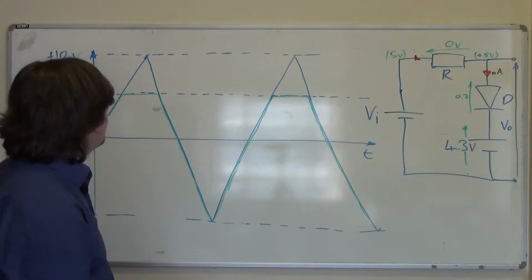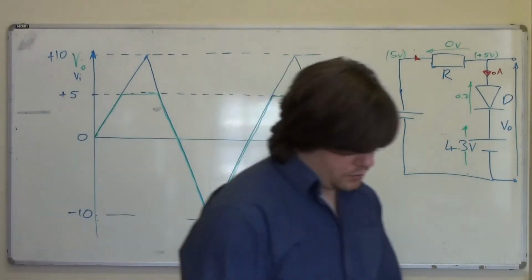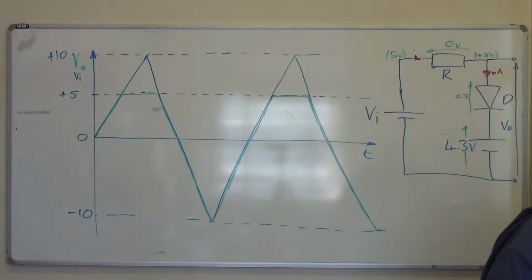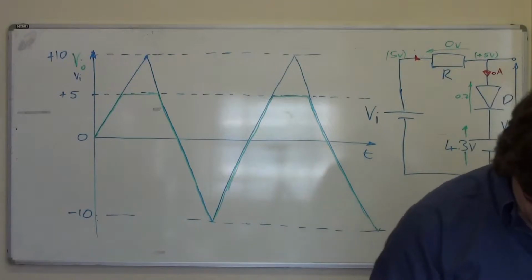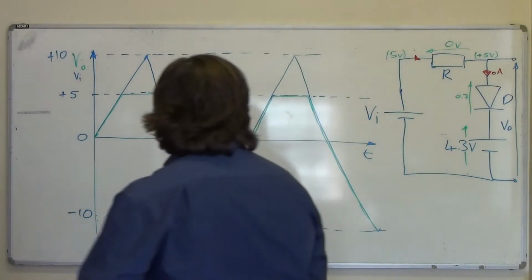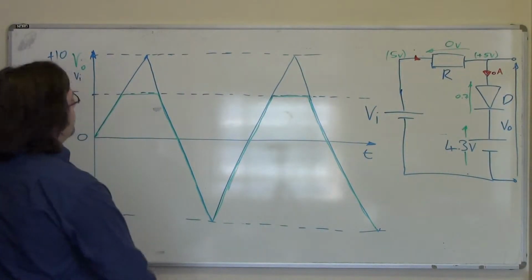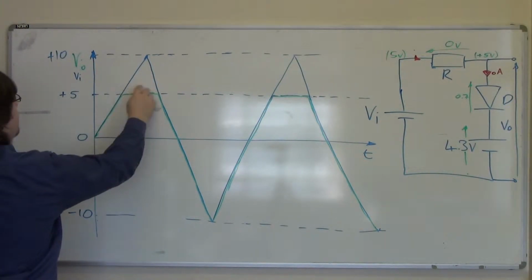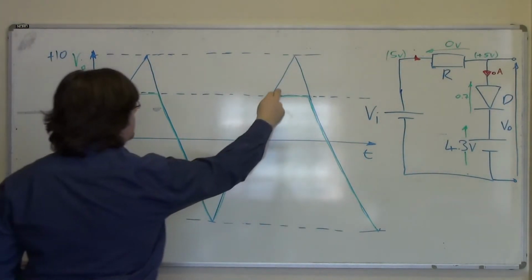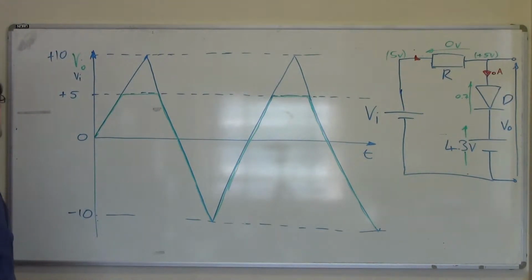So that's what our VR looks like. The other part of the question asks about current. What is the largest value of forward current through the diode? Well, the diode is going to have current in this region here and in this region here, when it's conducting.